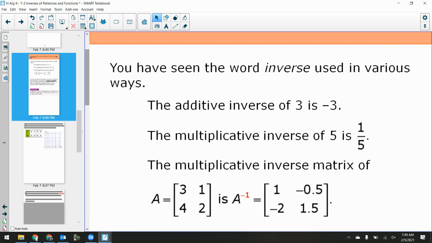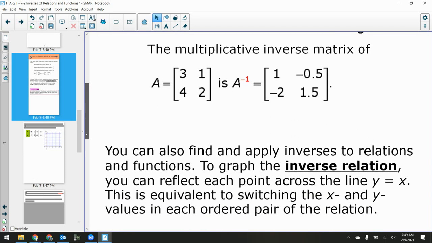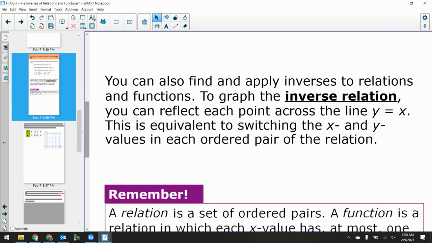So the multiplicative inverse of 5 would be 1/5. Multiplicative inverse of 3 would be 1/3. Multiplicative inverse of 2/3 would be 3/2. And then we talked about multiplicative inverse of matrices. Now, we didn't actually compute those by hand. But we did talk about them in putting them into our calculator and seeing what happened with them. Now, just as we have inverses of numbers and matrices and things like that, we can actually find inverses of functions as well.